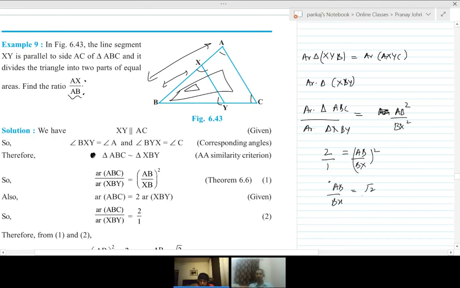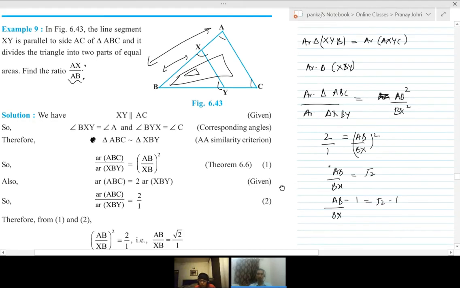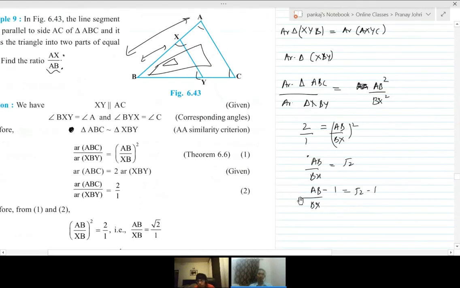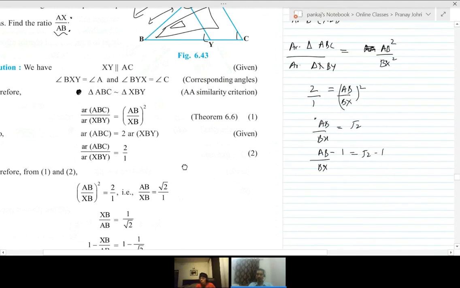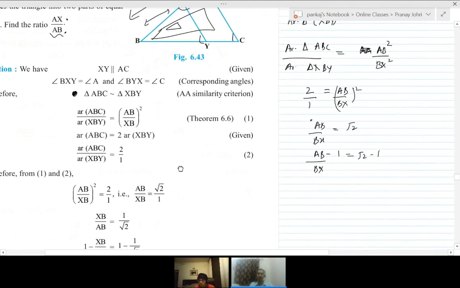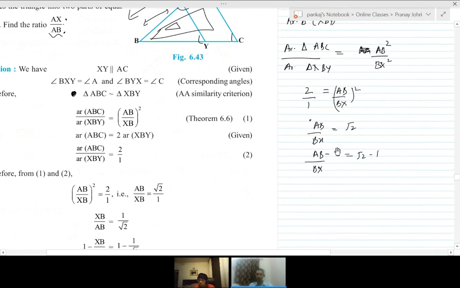So what we do, we can subtract here because we need a shorter length. AB minus... just a moment. We need AB. So for AB, we can't take this. We need to take the inverse of that. So AB won't stay there.